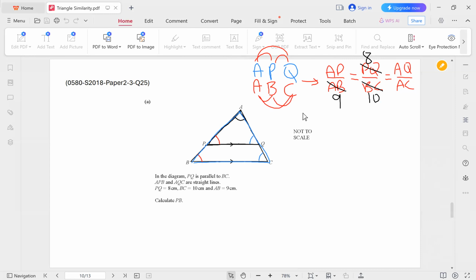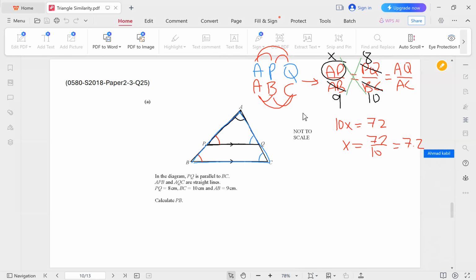But if we can get this value, which I shall call X, we can use it to find PB, and I'll show you how. So let's first cross multiply. So we can say that 10x equals 9 times 8, which is 72. So x is 72 divided by 10, which gives us 7.2.